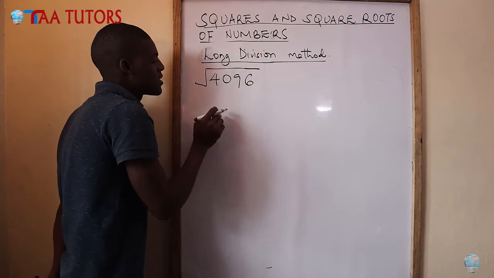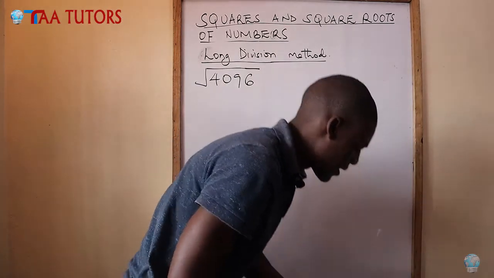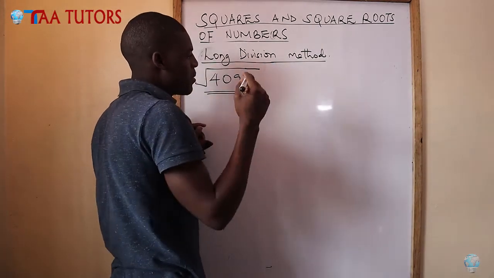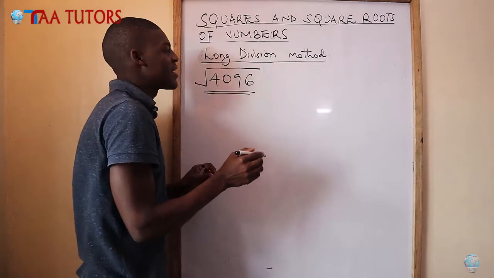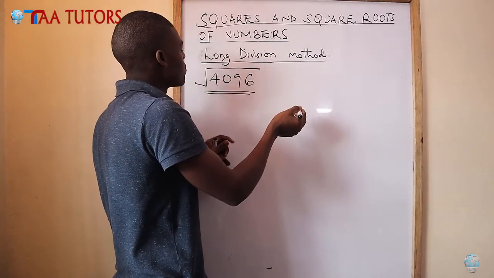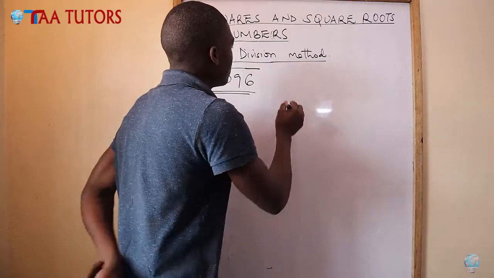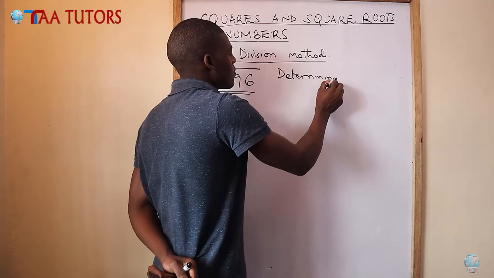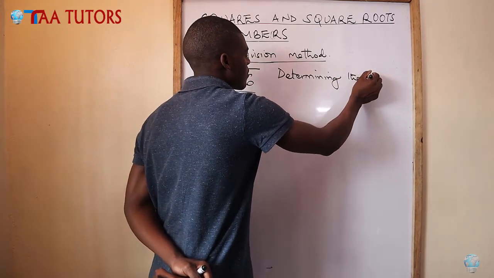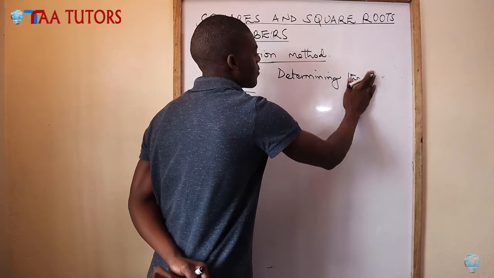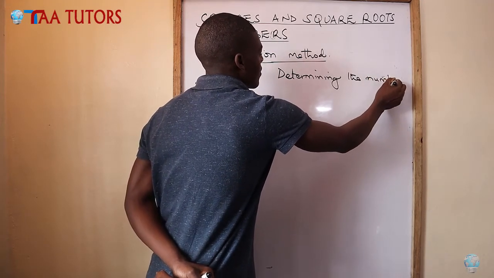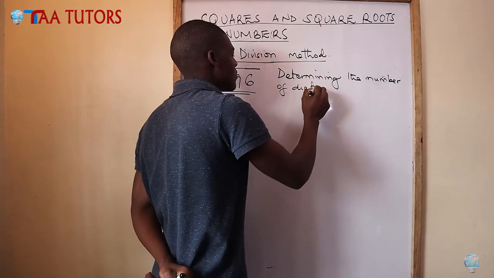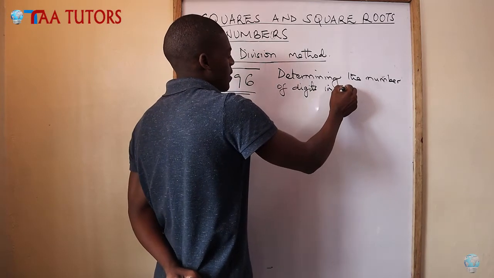But then we must first identify what we are expecting. When you are given a number like this, in your brain before calculation, you should be able to determine the number of digits going to be in its square root. Now, how do we determine those numbers? Determining the number of digits in a square root.